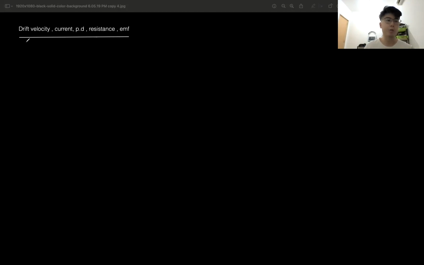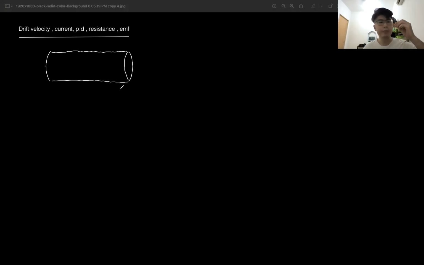Learned about drift velocity. Okay, so what is drift velocity? Let's say we have a conductor. Now, when I say conductor, you can think of it like our wire, our copper wire. And then metal, all metal, they have free electrons, right? Delocalized electrons. And these electrons, they are free to move around inside the structure of the metal.